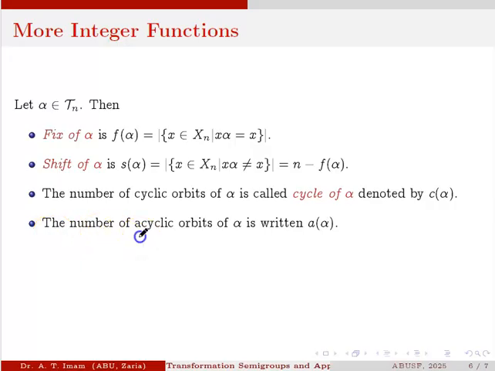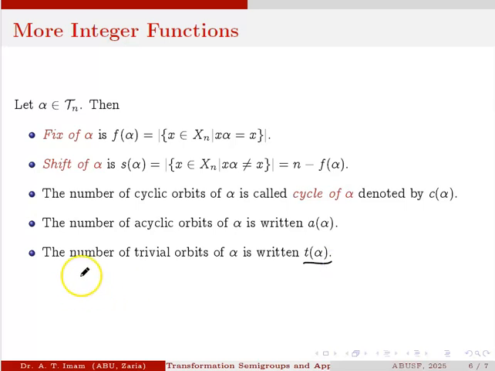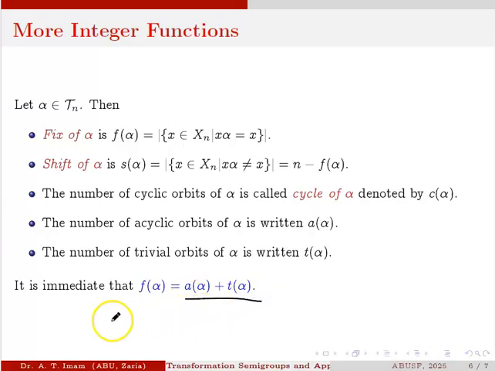Likewise, the number of acyclic orbits is written as A(α), and the number of trivial orbits will be written as T(α). And from the very definition of acyclic and trivial orbits, because every acyclic orbit contains a fixed point and every trivial orbit is also a fixed point, we immediately see that the number of fixed points of α can be achieved by counting how many acyclic orbits plus how many trivial orbits there are in α.